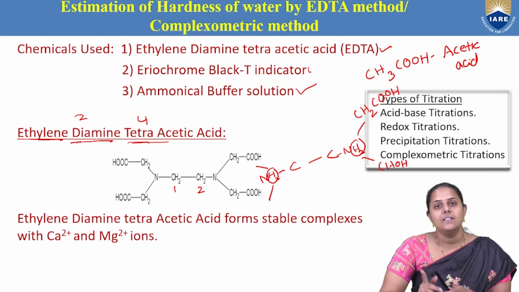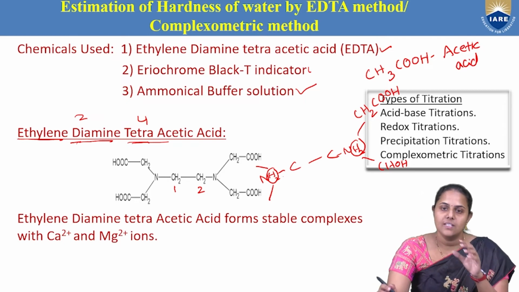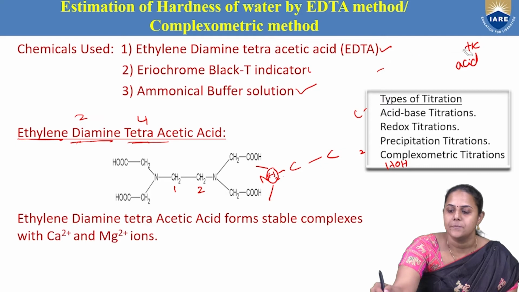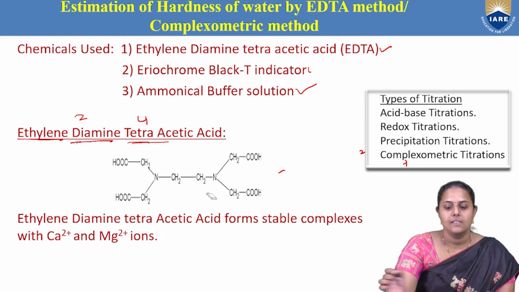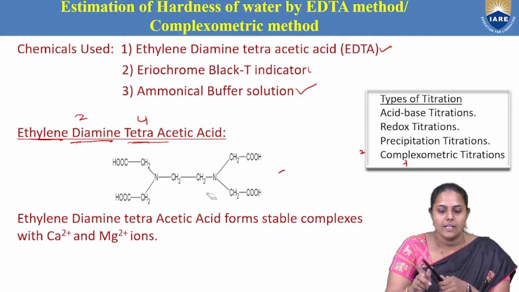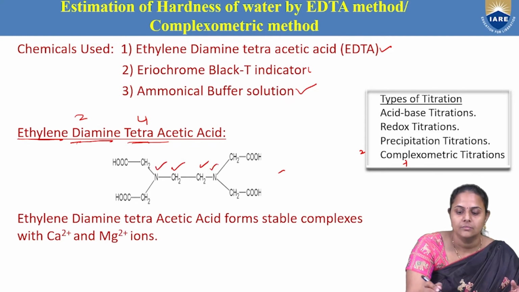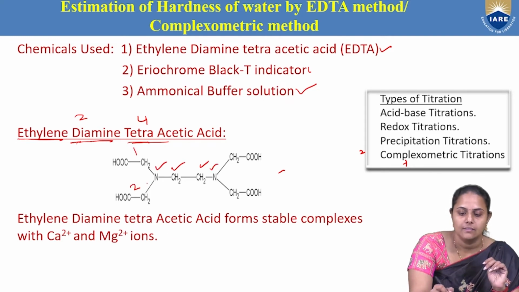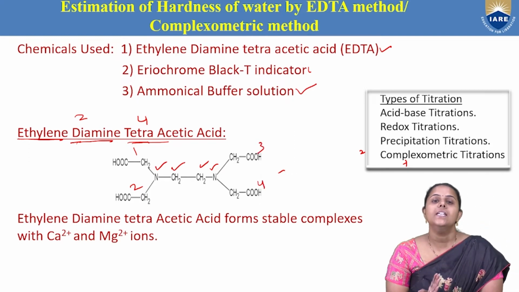If you remember the name, drawing or remembering the structure is really very easy. As I told earlier, ethylene means 2 carbon atoms, diamine, tetraacetic acid. This is all about the EDTA structure.